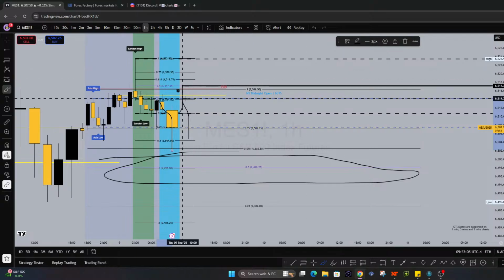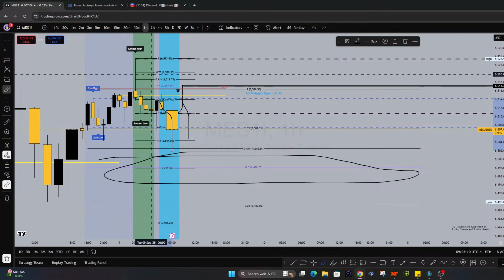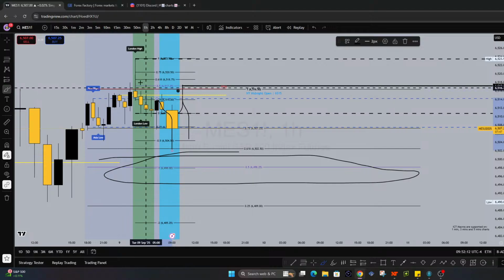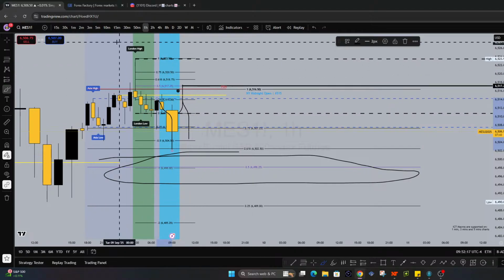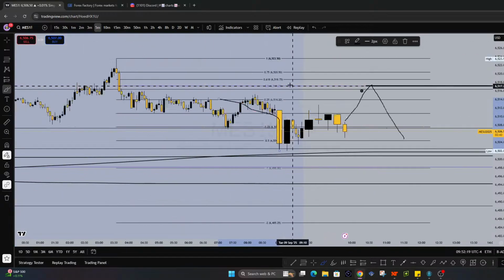But again, I'm looking to sell in the premium of the premium, and there's also a previous day high level, and it's above Asian high. So there's multiple reasons why I'm expecting it to pull back up to that level and then sell off.